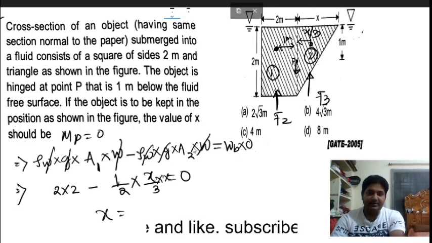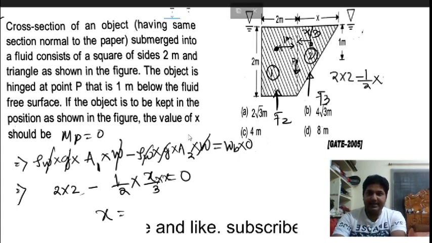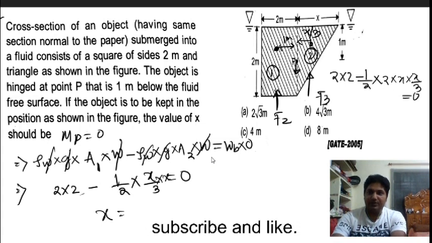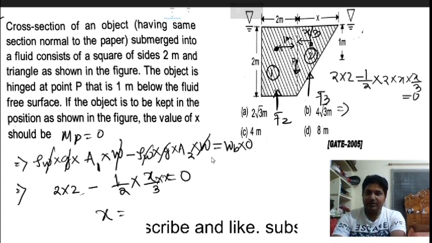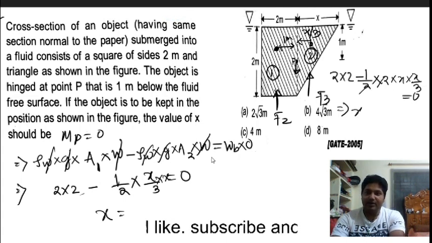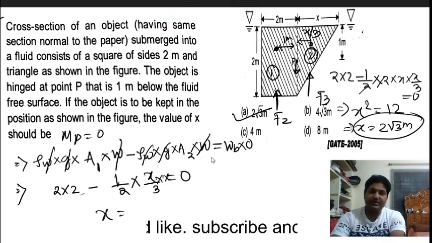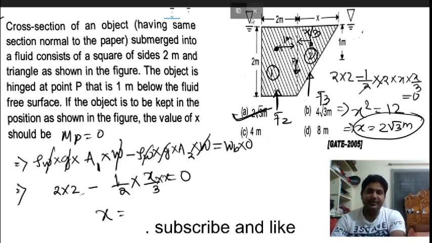So I can write this as 2 into 2, minus 1 by 2 into 2 into x into x by 3, will be equal to 0. Putting in the 2s, 2 gone, so x square is coming out to be 12. So x is coming out to be 2 root 3 meter. This is the answer. It's a very interesting question.